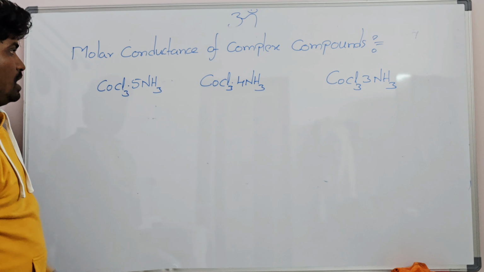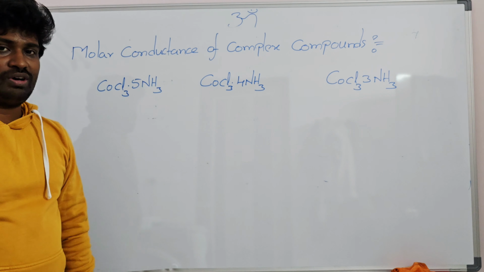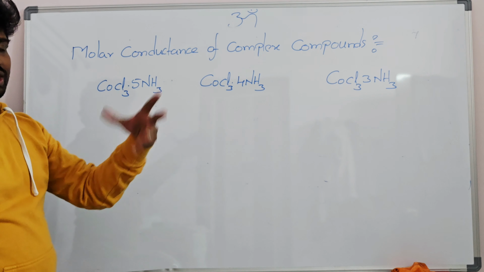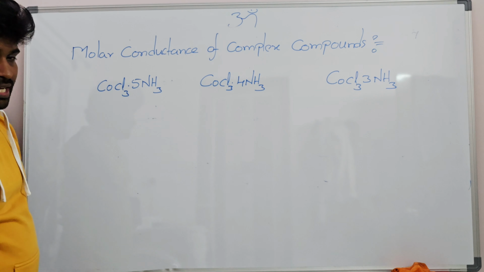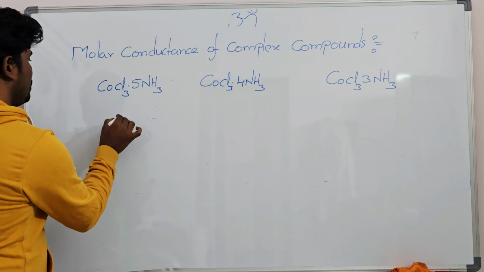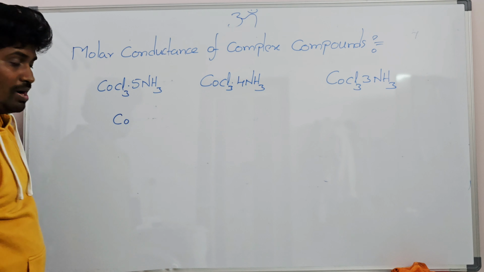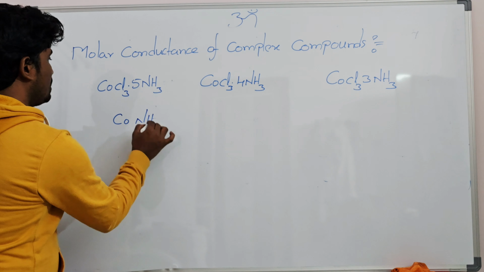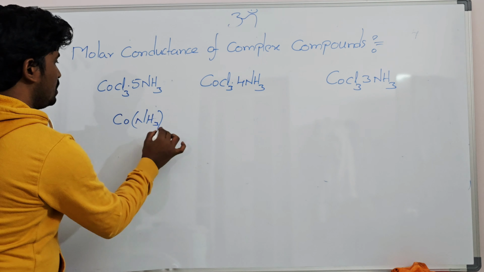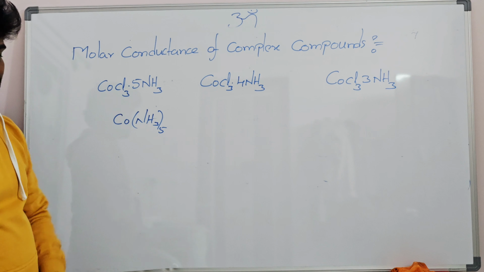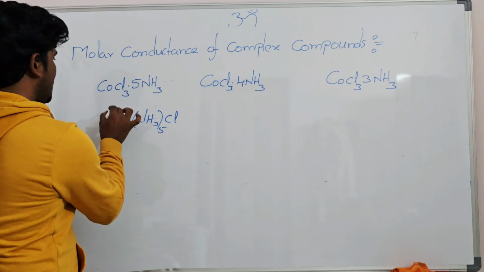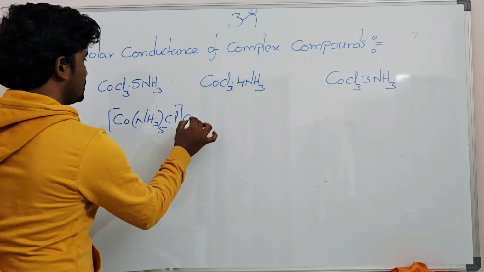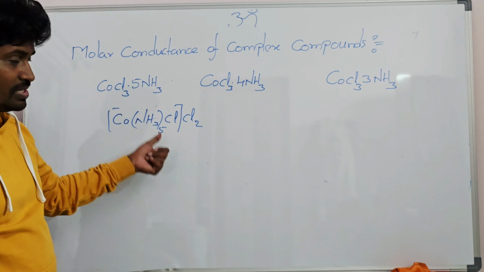All these complexes are first of all octahedral complexes. Inside the complex sphere, six ligands are present. I am writing this as the complex sphere as well as the ionic sphere. Here the central metal atom is cobalt. Five amines are present. The coordination number is 6 for all the complexes. One Cl is existing inside the complex sphere, and outside two Cl's are present. This is the complex representation.